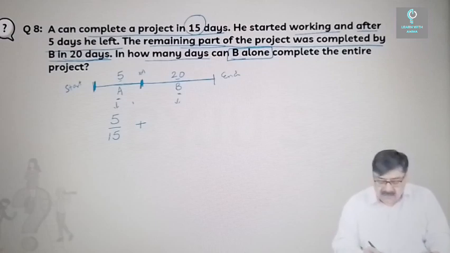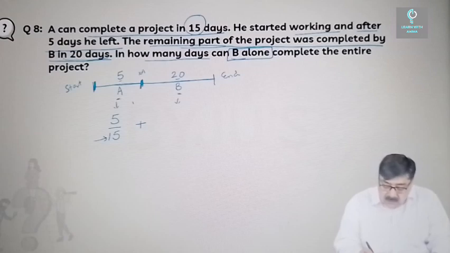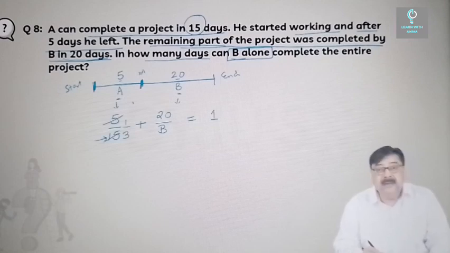It is not given. For A, it is given. A can complete this project working alone in 15 days. But B, how much time does B take? Well, that is exactly what we have to find out here. So, 20 days work of B. I'll just keep it like this. And together, they complete one work. So that's how it is. So now this 5 and 15, they get cancelled. So it is 1 by 3.